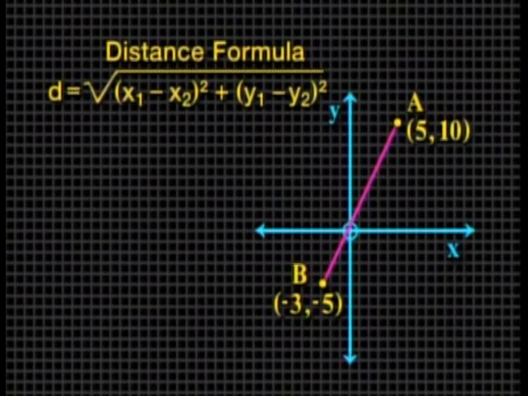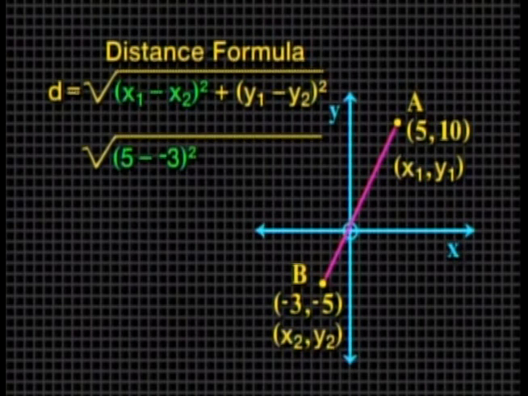Let's say point A is x sub 1, y sub 1. Point B is x sub 2, y sub 2. The formula tells us to find the difference between the x coordinates. That's 5 minus negative 3, or 8. It doesn't matter what order we use the coordinates. If we switched them, we'd have negative 3 minus 5. That equals negative 8. That's okay. Since we're going to square the number, we'll get positive 64 either way.